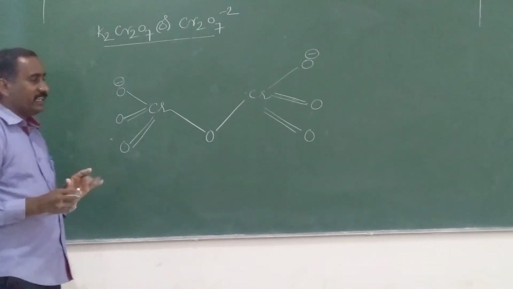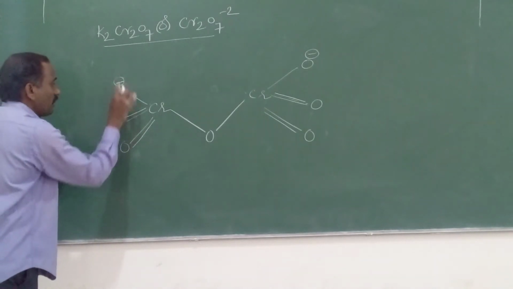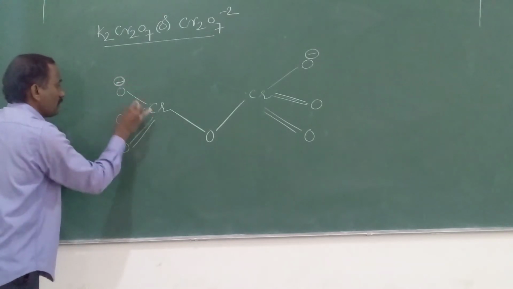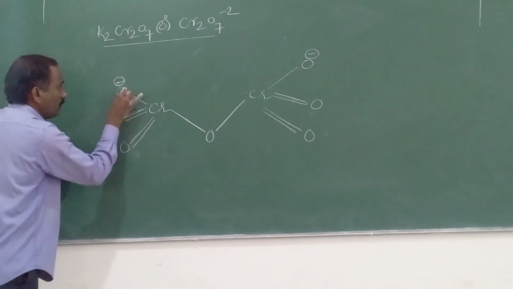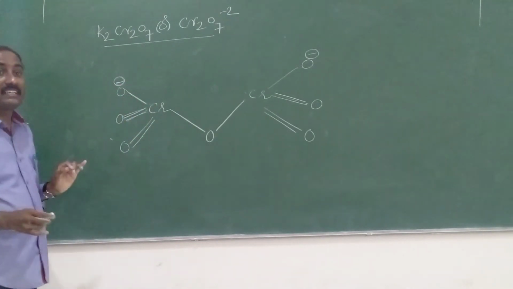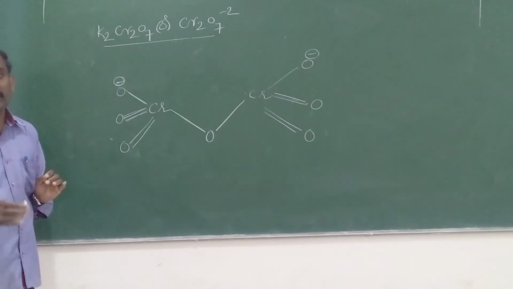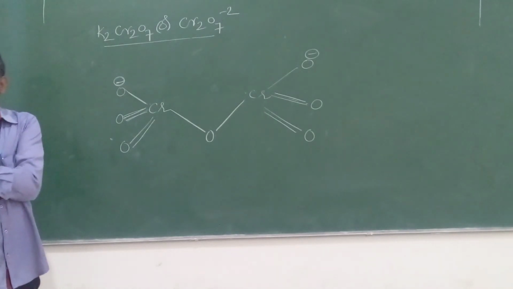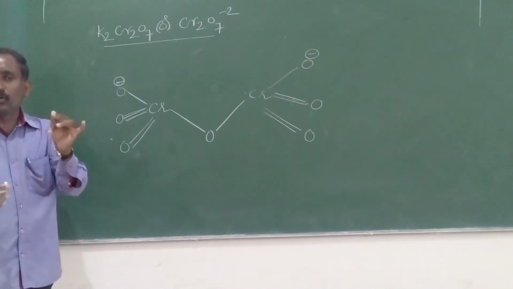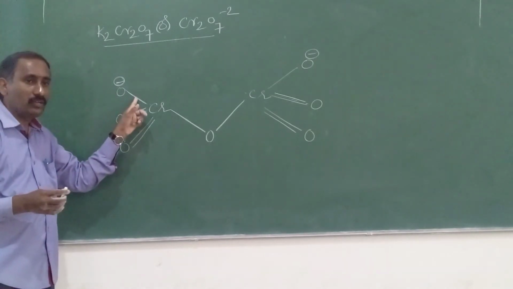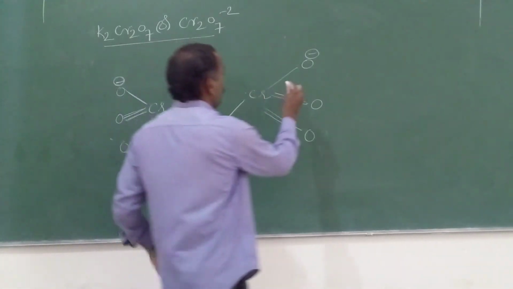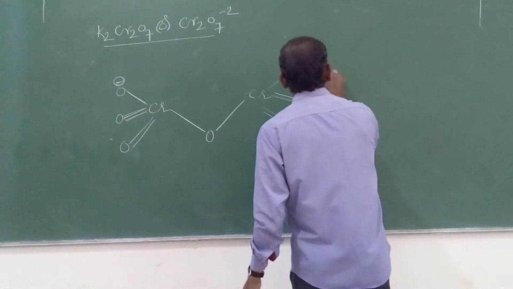Now just 1 minute, don't write here. This is the negative charge, and this is a double bond. The negative charge and the double bond are separated by a single bond, hence resonance is possible. In first year we studied: if a lone pair or negative or positive charge and a double bond are separated by a single bond, resonance is possible. So here resonating structures are possible.